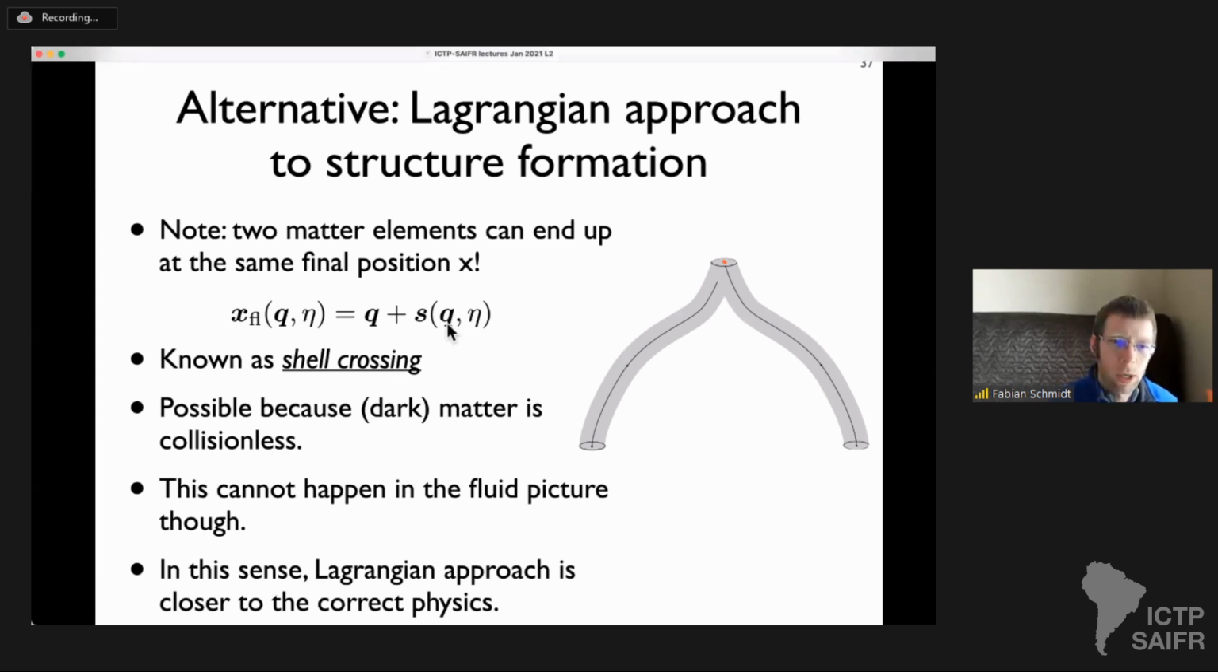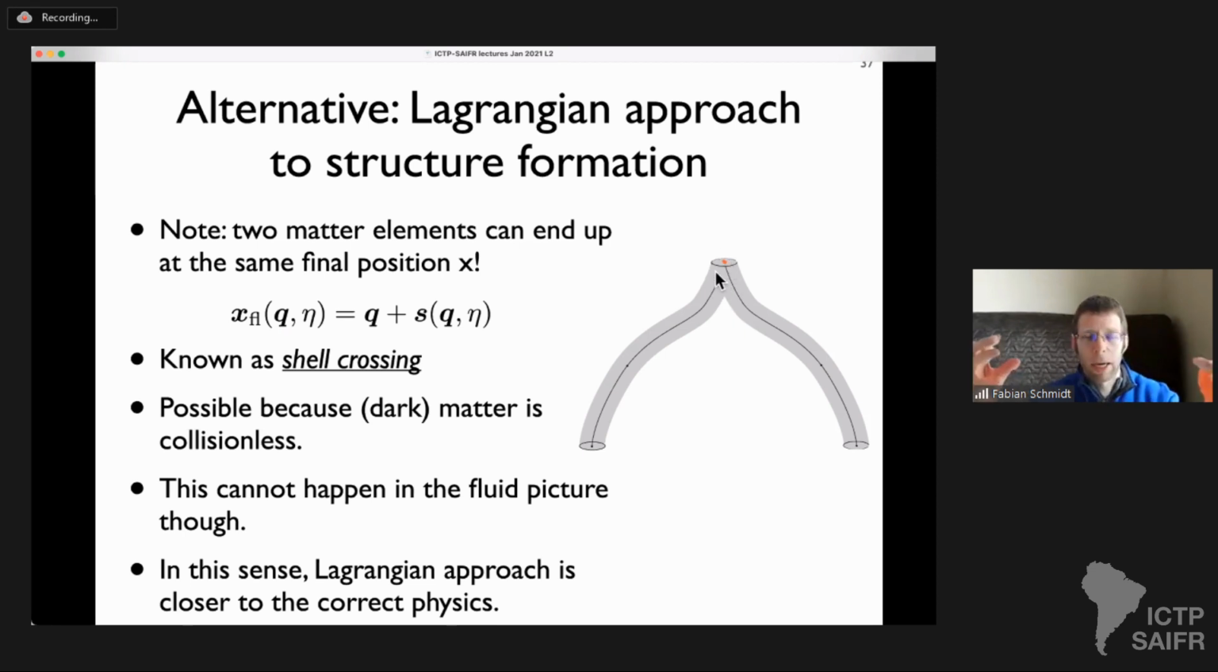What is interesting, though, is that once you go beyond perturbation theory, then interesting things happen. A fluid, of course, has a well-defined density and well-defined velocity at any given point, right? That's the degrees of freedom that we write down. But if you look at this equation, you can imagine a case where two particles, two mass elements, starting at different positions, happen to end up at the same final Eulerian position, x, right? There's nothing in these equations that prevents that. And this effect, which is physically there in the real universe, is called shell crossing. It is possible because dark matter is collisionless, and we approximate baryons as collisionless also. But in any case, dark matter is collisionless, and so this is perfectly valid.